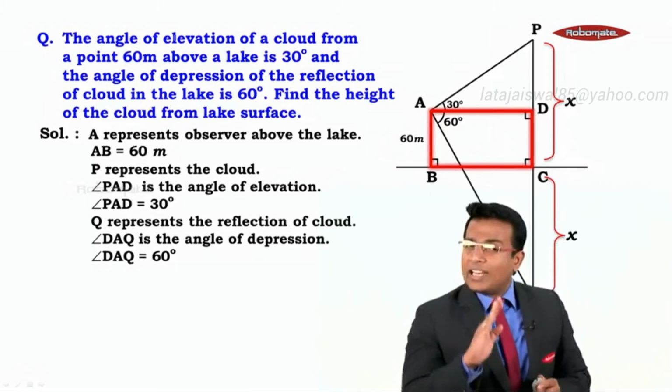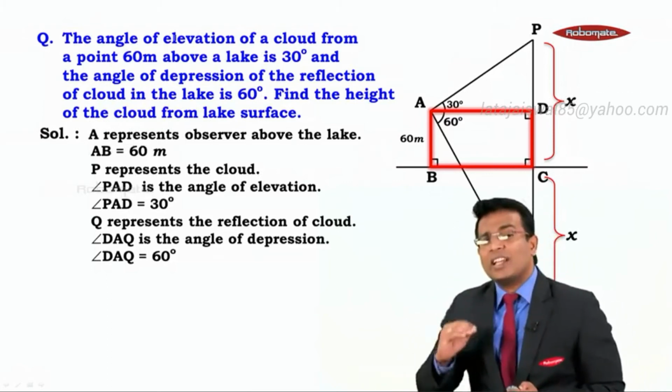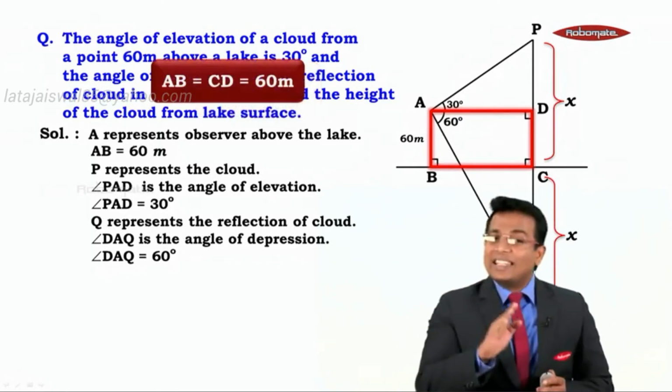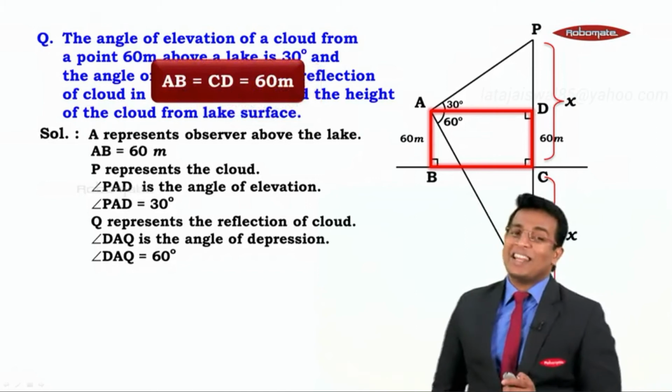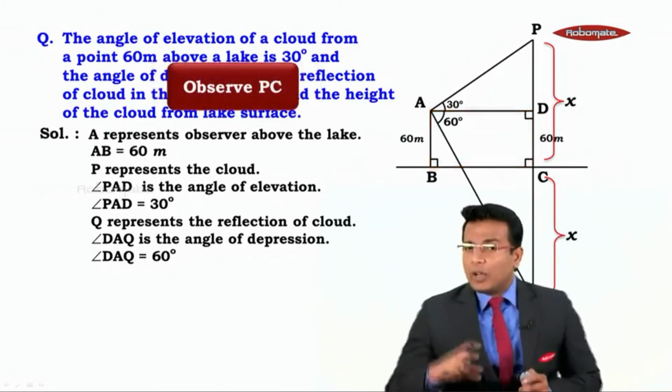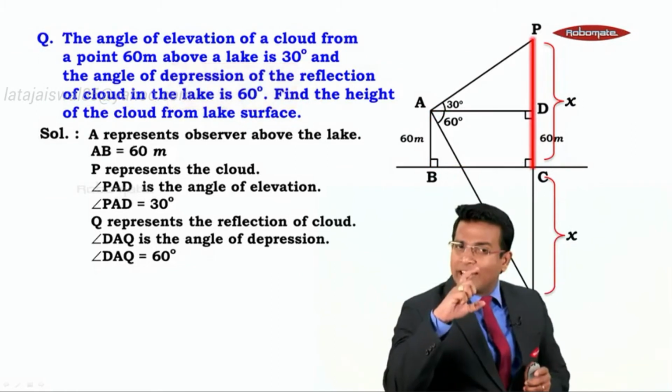We know that this quadrilateral ABCD is a rectangle because each angle is 90 degrees. That means if AB is 60, we can say that CD is also 60. Now this is one piece of information which we got so easily. Now observe PC. If you know PC, from this we'll get some other information.